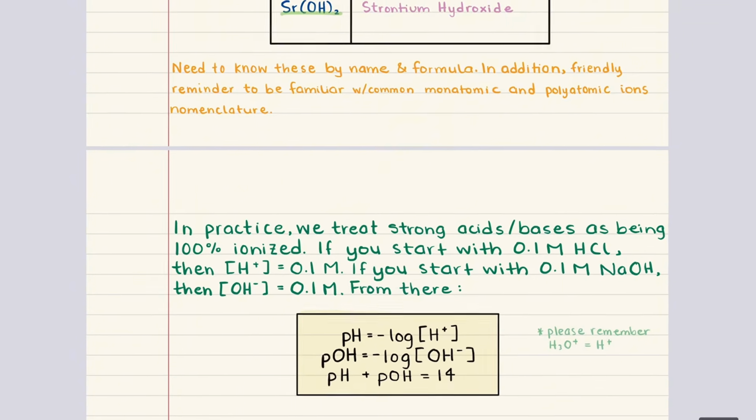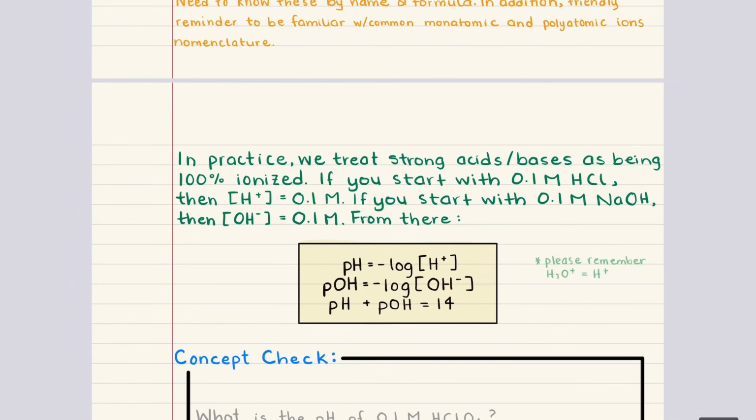In practice, because strong acids and bases are treated as 100% ionized, calculations are going to be super straightforward. If you prepare a 0.1 molar solution of hydrochloric acid, the concentration of hydronium ions is going to be 0.1 molar. So from there, you can calculate the pH directly as the negative log of 0.1, which equals 1. The point we're trying to get across here is that the concentration of the strong acid you start off with is going to be the exact concentration of hydronium ions because it will dissociate completely.